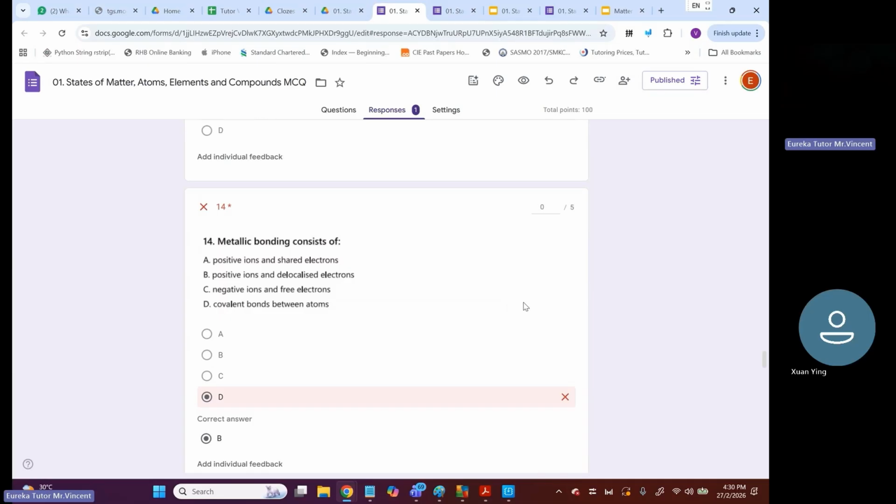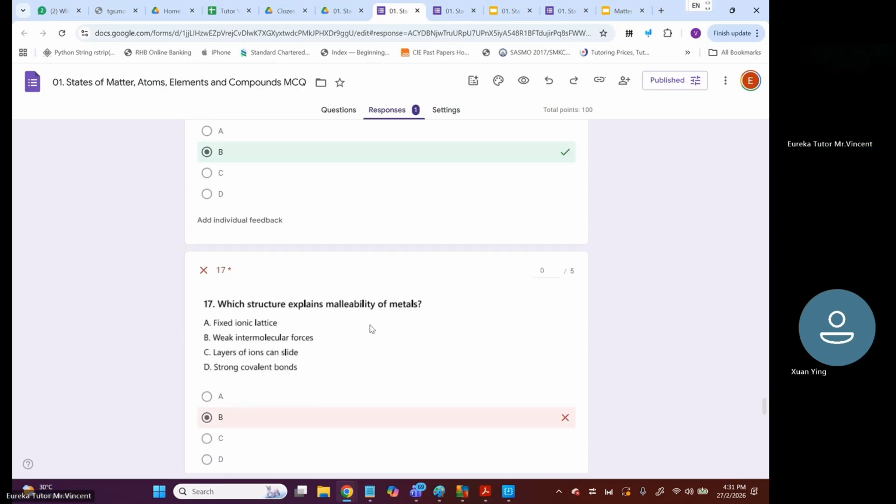Okay, 14. Metallic bonding consists of positive ions and delocalized electrons. Answer is B. Metallic bonding consists of positive metal ions, right? Surrounded by delocalized electrons. So these electrons move freely. That's why the answer is B for boy. Your answer, you gave me, is not correct. 17.